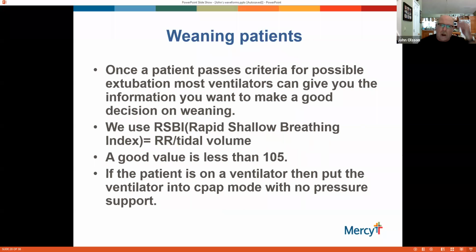So we'll talk a little bit more about weaning patients. I know I talked about it last time, and I think I went too quickly.